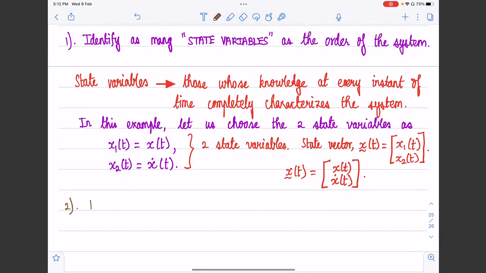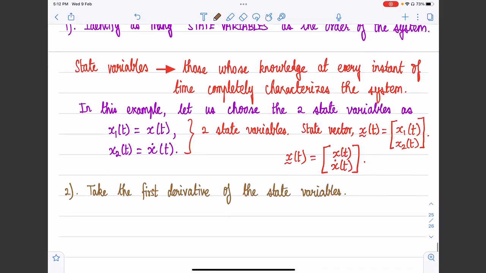Then what we do is that we take the first derivative of the state variables. So we will see what this step brings us to, right? As I told you, the core idea behind the state space representation is to rewrite an nth order ODE as n first order ODEs, right? So we take the first derivative of the state variables and then we work with it. That's what is going to happen in this particular step.